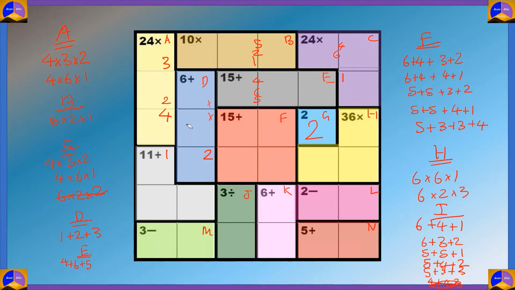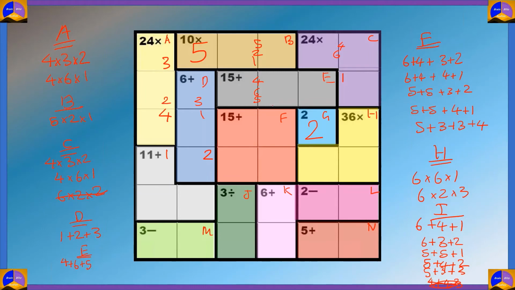Now, in this cage, 2 is already done in cage D. The remaining options are 1 and 3. Now, 1 can't come here, as then it would be a repeat of 1 in the same row. So, 3 would go over here and 1 over here. Now, the option for cage B is 5 times 2 times 1. 1 and 2 already came in cage D, so it will be 5. And 2 and 1 will go over here.